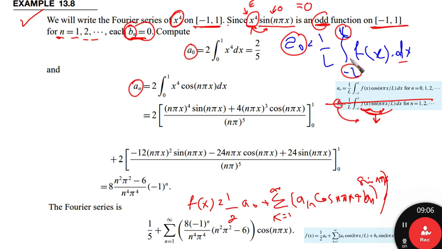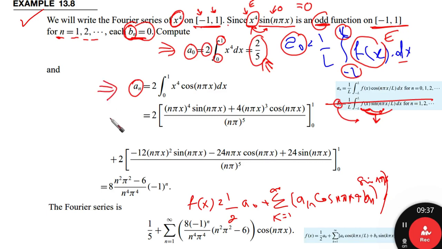Now because f of x in itself is what? Even, right? So for an even function we are going to use double the integration over half of the interval, from 0 to 1 instead of -1 to 1, of x raised to the power 4 dx. If you make this simple integration, you're going to find that it gives you the constant term in our Fourier series function. It is 2 over 5. Now this is the first fixed term.